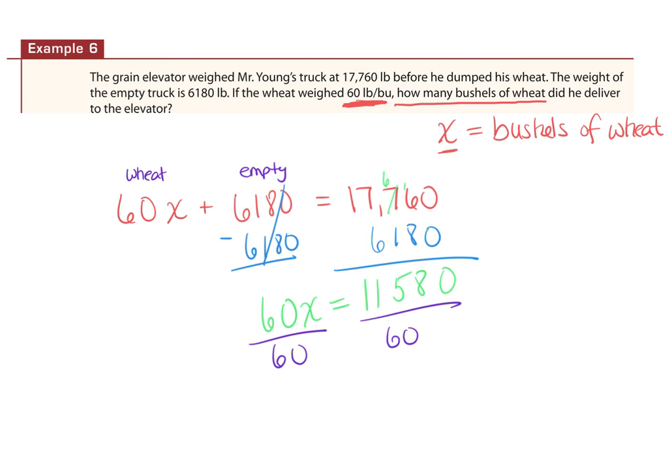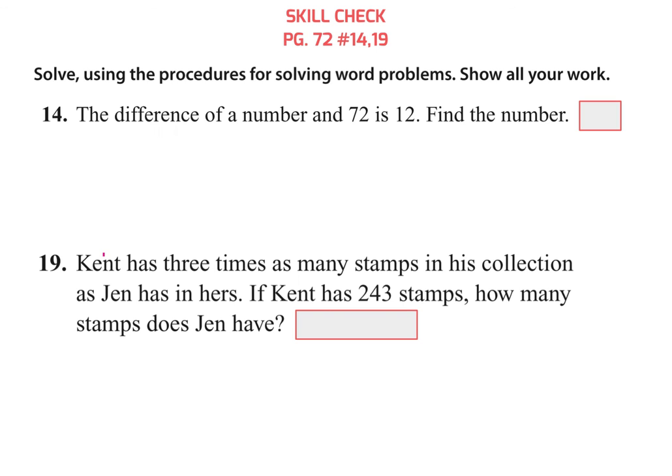Just a quick note. When you're dividing like this and they both have zeros, you can cancel 0 for 0. So you can say 0 here, 0 here, and then you can just divide. 6 goes into 11 one time with 5 left over. 6 goes into 55 9 times with 1 left over. And 6 goes into 18 3 times. We have 193 bushels.